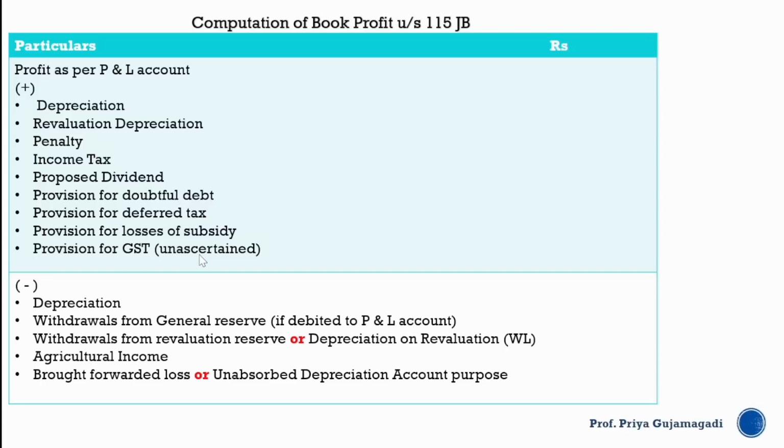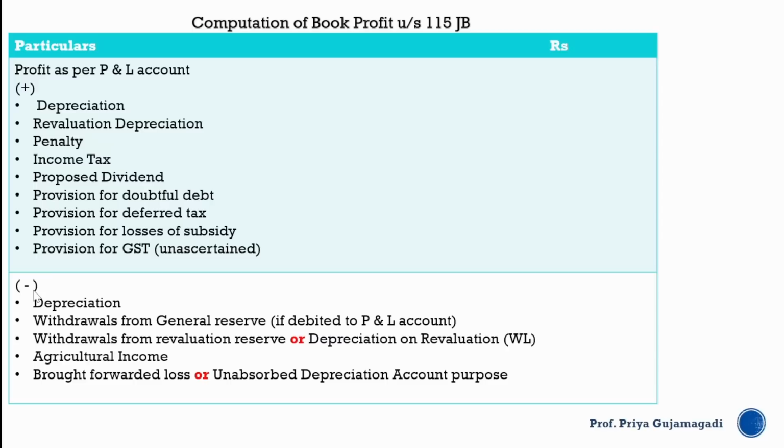Provision for GST unascertained. While calculating book profit, any of the liabilities, if ascertained and unascertained is given, then we have to take only the unascertained part. So for example, 35,000 is a provision for GST. Among that, only 20,000 is unascertained and remaining is ascertained. So while calculating normal income, we have to take the full 35,000. But while calculating book profit under section 115JB, we have to take only 20,000, which is unascertained. You have to remember this point.